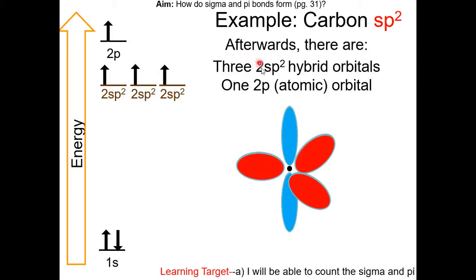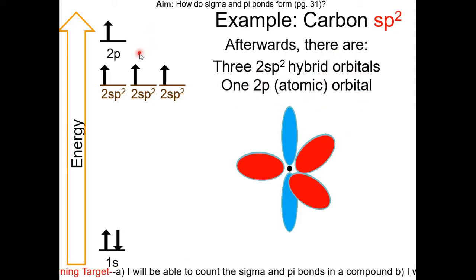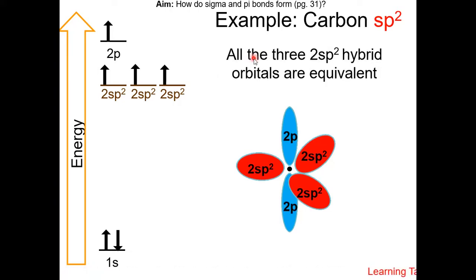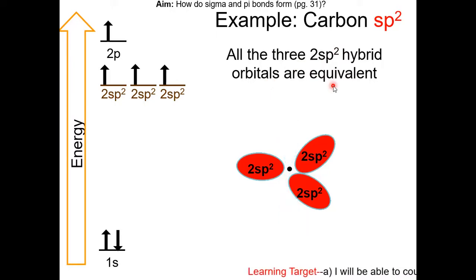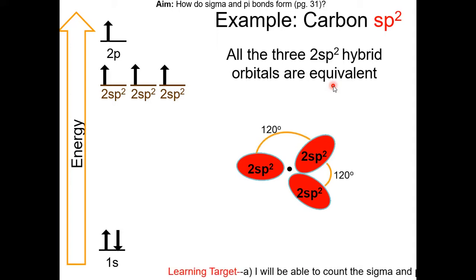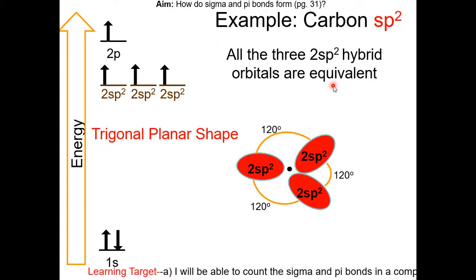Afterward, there are three 2sp2 hybrid orbitals and one 2p atomic orbital that was not mixed. All three of the 2sp2 hybrid orbitals are equivalent. If we temporarily remove the 2p orbital, we can see that this is a trigonal planar shape with 120 degrees between each of the 2sp2 orbitals.